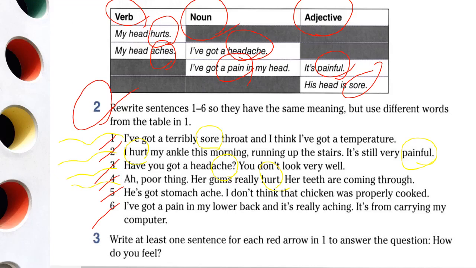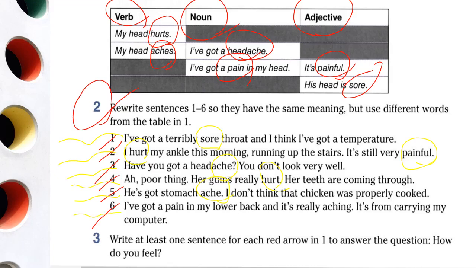Number 5, she has got a stomach ache. I don't think that chicken was properly cooked. She has got a stomach ache. So we have the word ache. We can say he has got, I'm so sorry, he has got a stomach ache. We can say his stomach aches. And here we have changed the word ache from a noun into a verb.